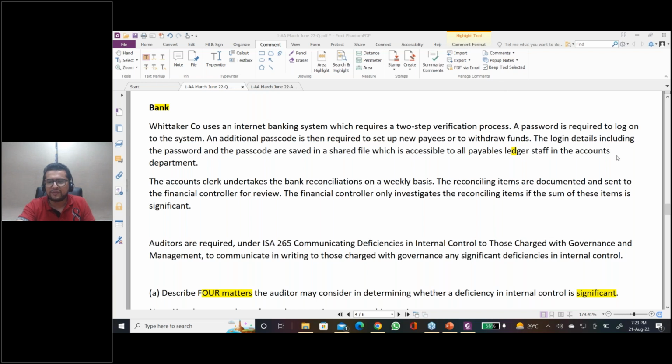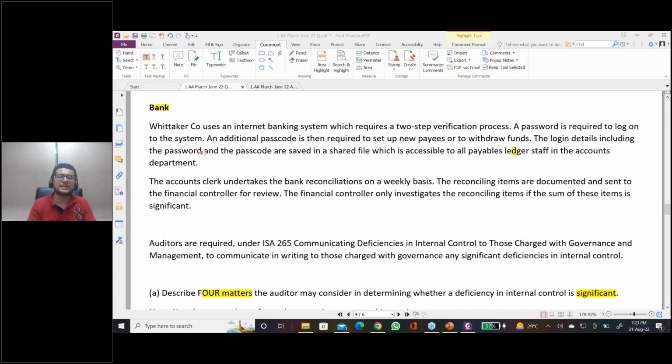So how many deficiencies have you identified? Shivani is saying the password is shared with all, and only significant items are investigated. Yeah, if the password is known to everyone, anyone could use the company's bank account. That's great. I think it's time to finish off this question.